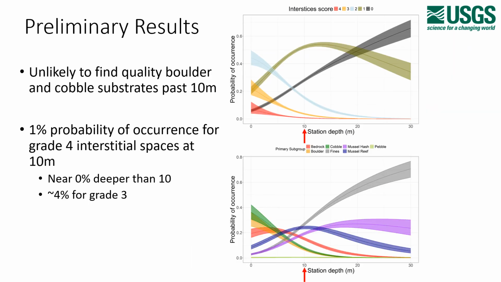So I already mentioned this, but probably the most important finding of this survey was that once you get past 10 meters in depth, you're very unlikely to find quality lake trout spawning habitat. This is because of the low probability of occurrence of boulder and cobble substrates and the very low probability of occurrence of grade 4 and grade 3 interstitial spaces.